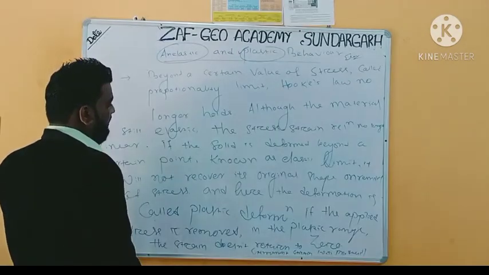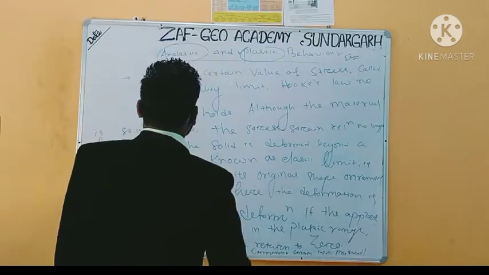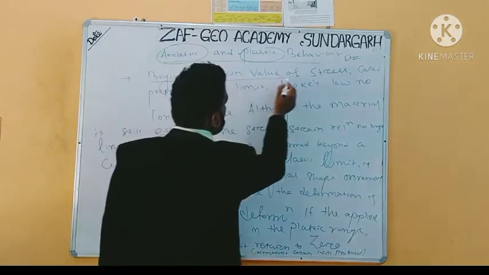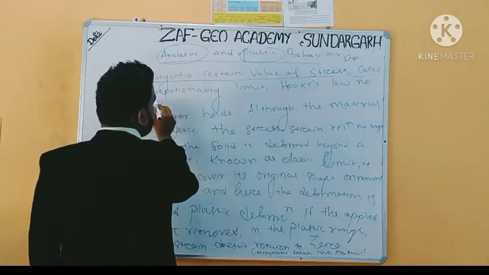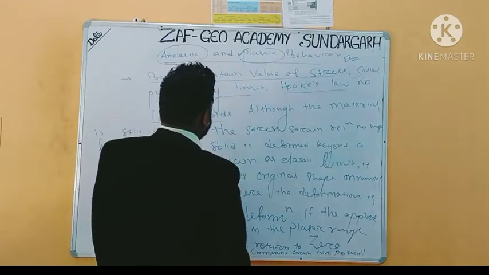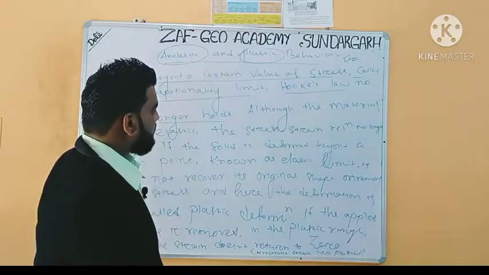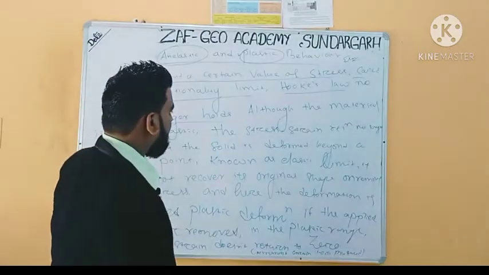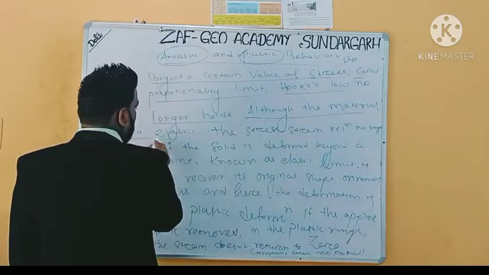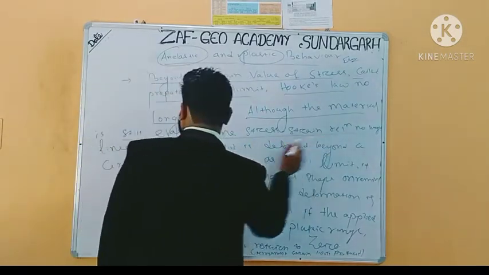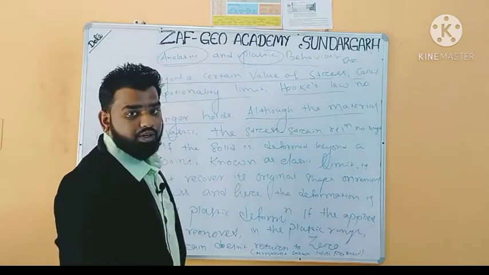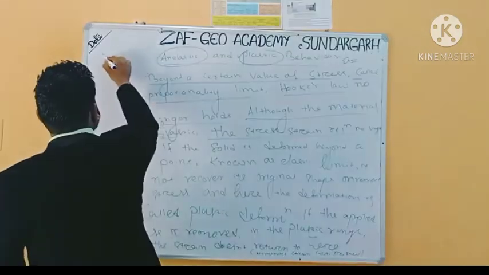So here I have written a few things, so note down these things. First thing is, beyond a certain value of stress called the proportionality limit, Hooke's law no longer holds. Although the material is still elastic, the stress-strain relation is no longer linear. Means beyond a certain limit, the stress-strain relation will not be linear.